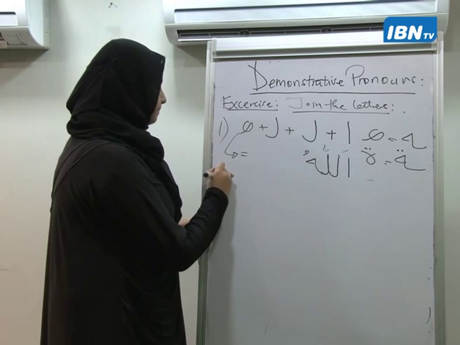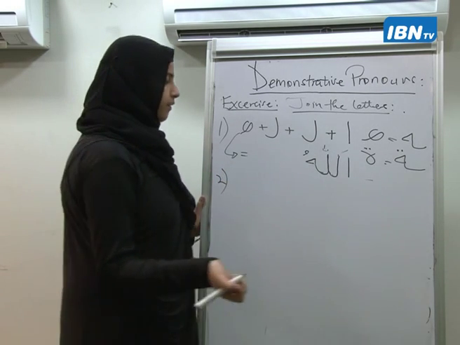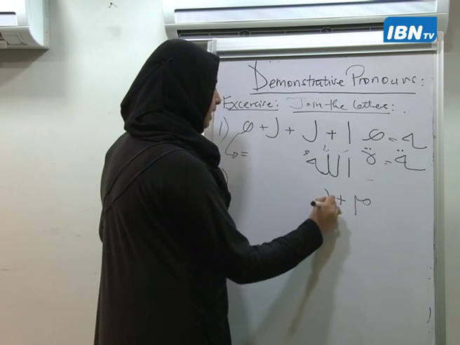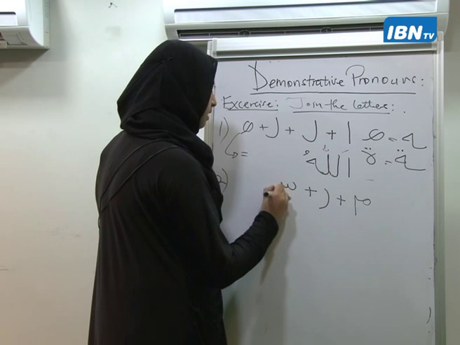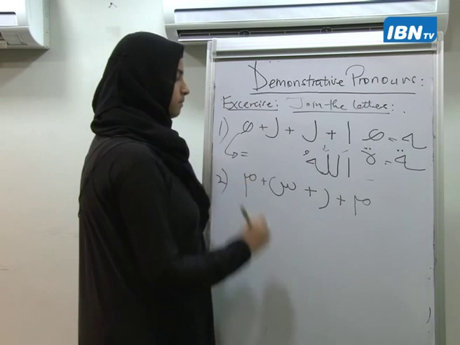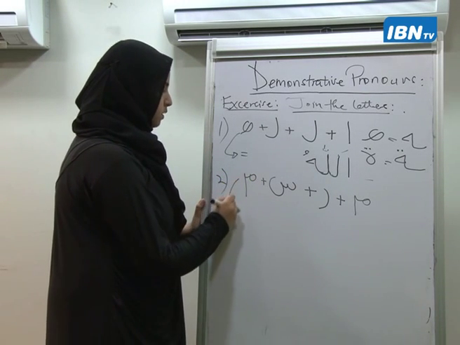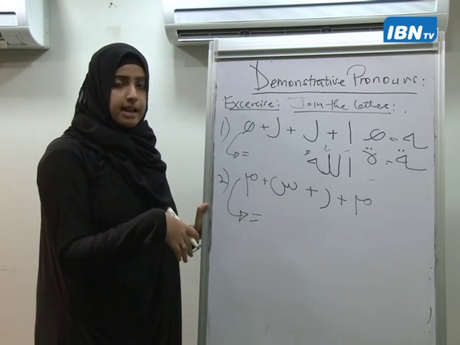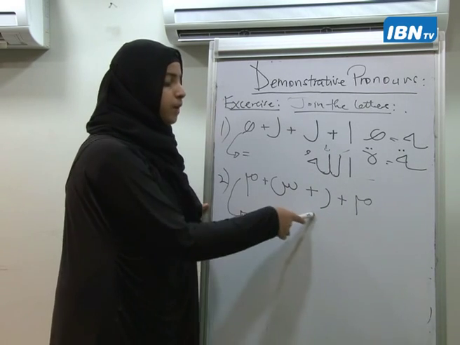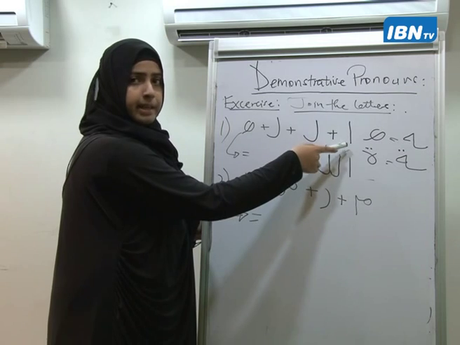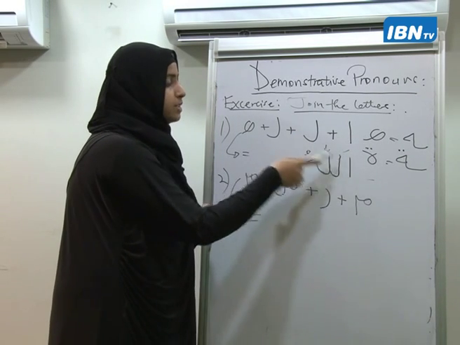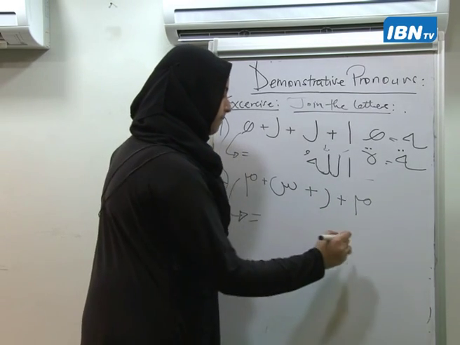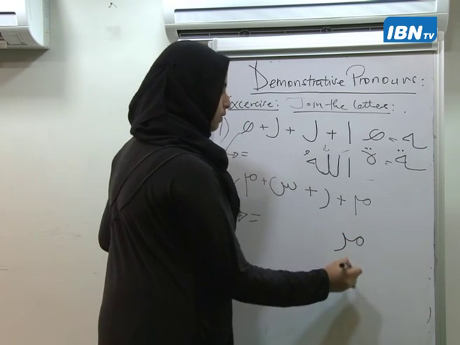That's my word, right? What if I tell you to join another word? For example, I have the letter mim plus ra plus sin plus mim. Okay, I want you to join this. So what is it going to equal to at the end? Mim. Mim, is it a muttasila or a munfasila? Mim is a muttasila. Therefore, it will join to the following letter. Unlike here. Here, alif was a munfasila. So that's why it did not join to lam. But mim being a muttasila, it will join to ra. So I have mim joined to ra.